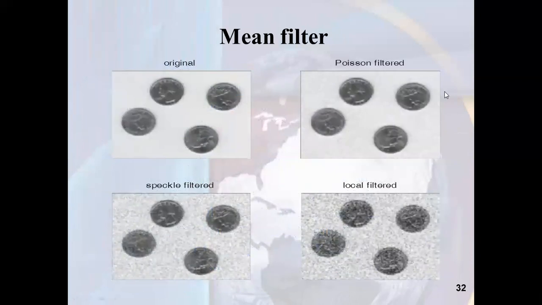the original, this is Poisson filtered. So the mean filter is good, likely. It's okay, not very good compared to Poisson, with the speckle filtered. And you see the effect of speckle and local variance filtered. عم نشوف الديجراديشن خاصة بالديتيلز inside the coins and so on.